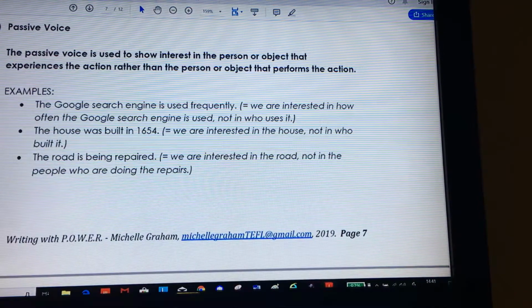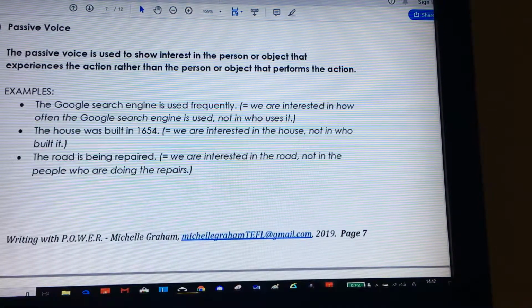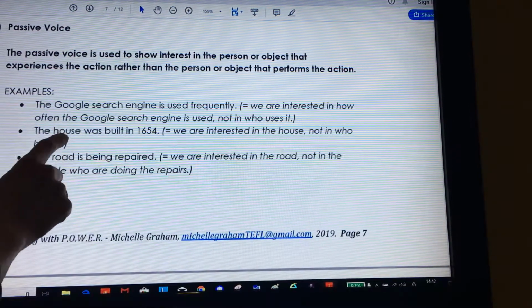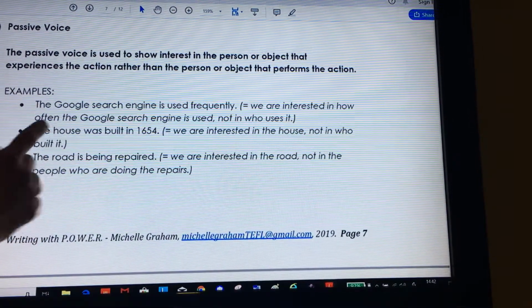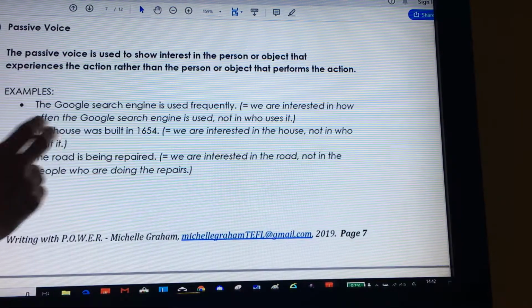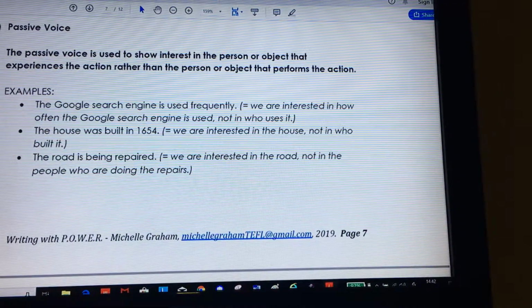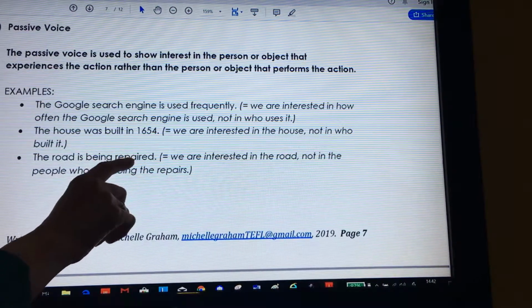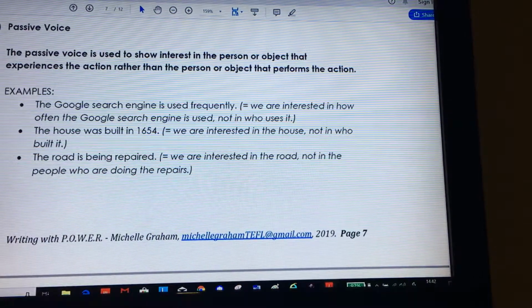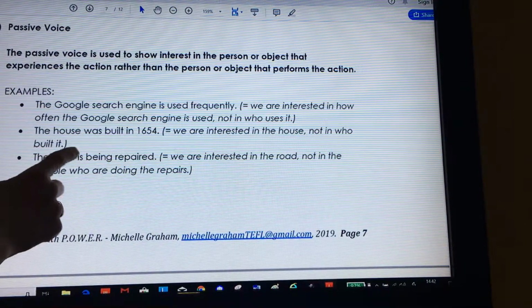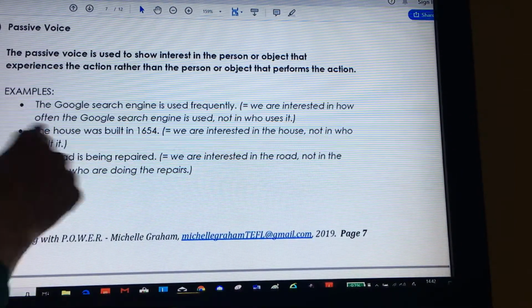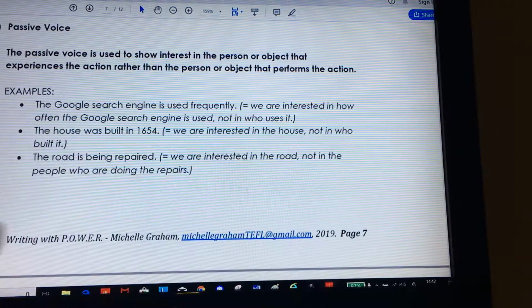Here, the next sentence: the house was built in 1654. So I'm talking about this house. The action of building happened to this house. I'm not telling in this sentence who built it. And then this last example, the road is being repaired. Do I say who repaired the road? No, all I say is the road, that this is the object that the action of being repaired is happening to. See how complicated that is?